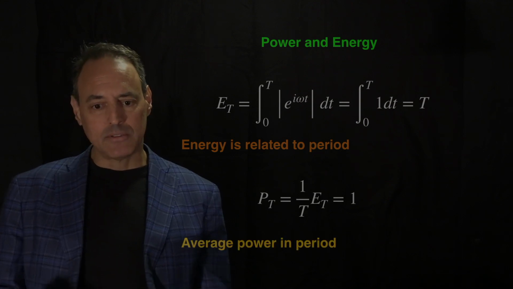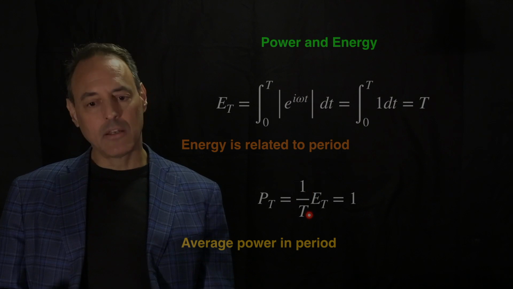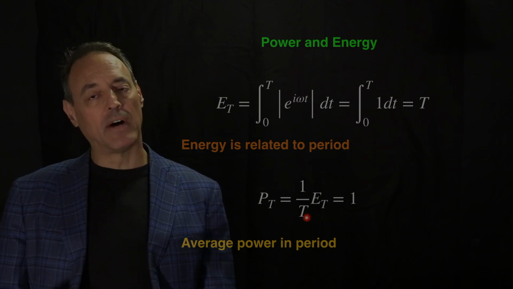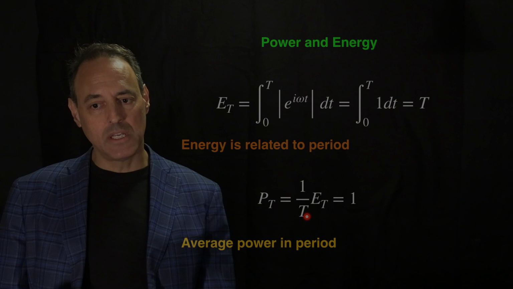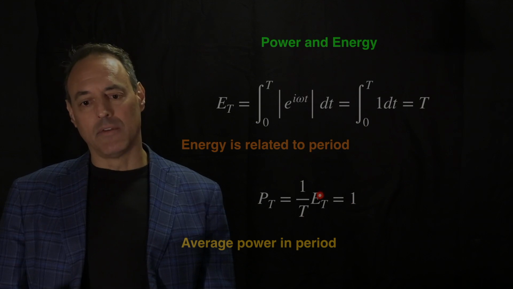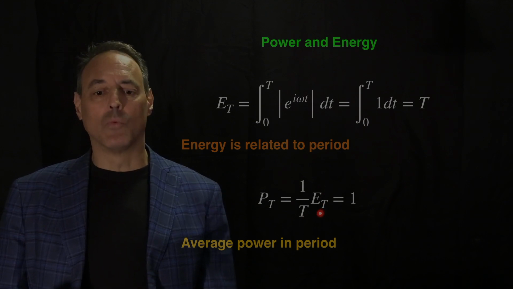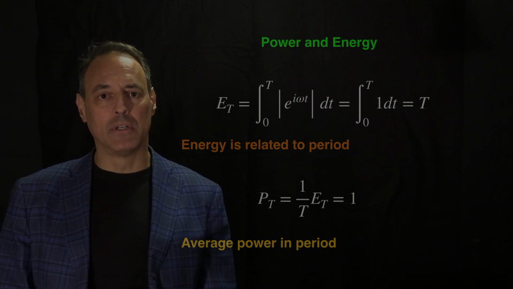The power itself is, again, now you take that energy over the period, and divide by the total time span T, and in this case, if the energy is T, divide by T, it's 1. Okay, so that's the average power in a period.